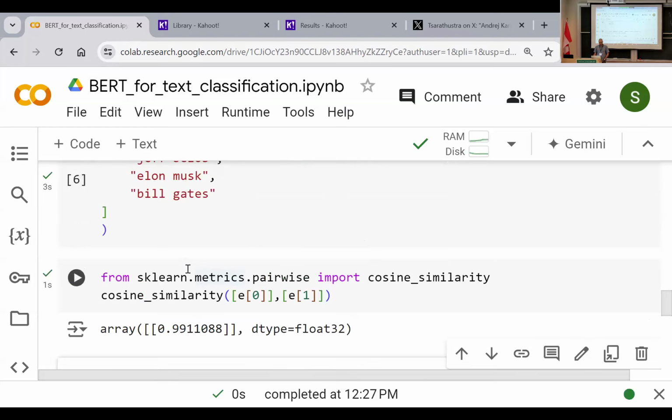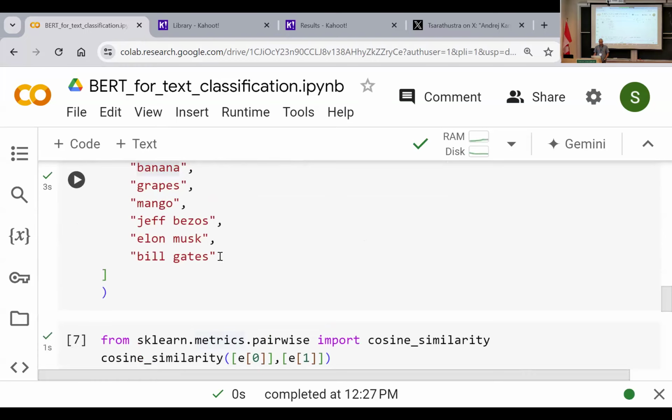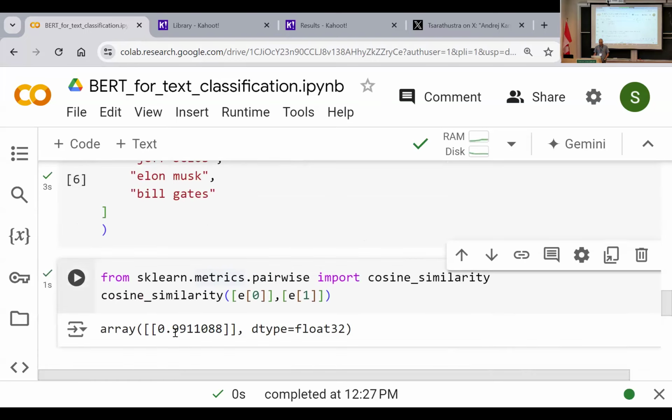The similarity between the vector representing banana and the vector representing grape, the similarity is 0.99. This is what we mean by BERT understanding, quote-unquote, language. It embeds banana and grape closer to each other in that higher dimensional vector space. Now, if we want to do a binary classification that classifies fruits from everything else, it can do it, right?